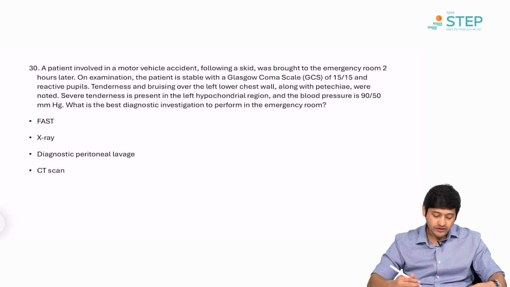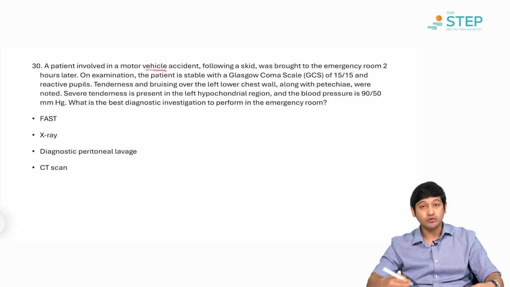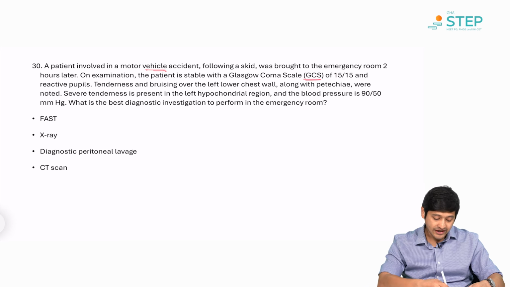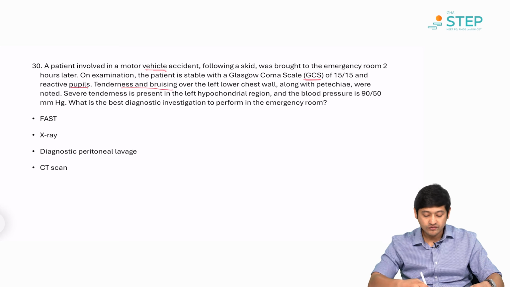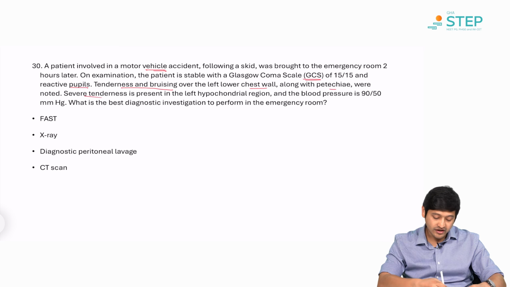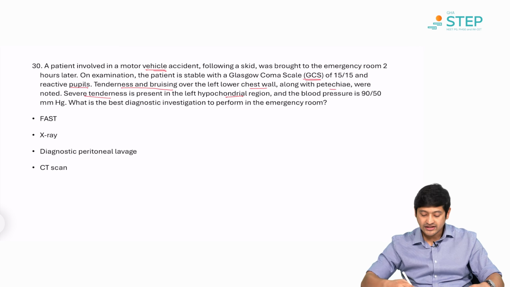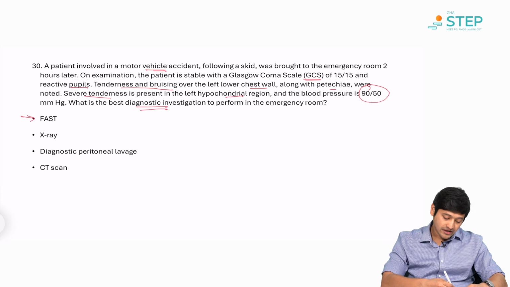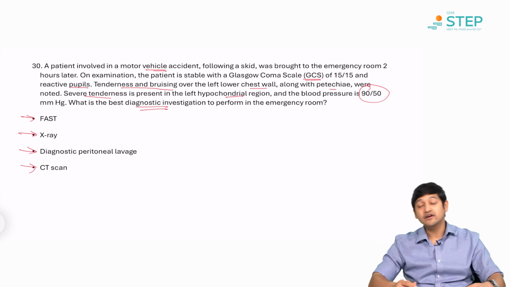So, a patient with a history of a motor vehicle accident has been brought to the emergency room a few hours later. He has a stable GCS, so his cranium and his brain parenchyma are most likely intact. He has reactive pupils. He has tenderness and bruising over the left lower chest wall. All right. There are petechiae, and he has severe tenderness in the left hypochondrial region. His blood pressure is about 90/50. What are you going to do next? What is the best diagnostic test? Are you going to do an X-ray, a FAST, a diagnostic peritoneal lavage, or a CT?